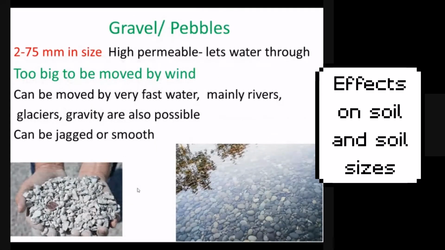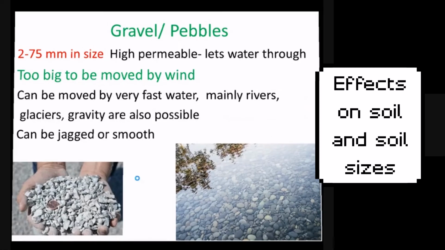So let's start with the soil sizes. The first soil size we're going to cover is gravel and pebbles. They are the biggest soil size that will be covered in this presentation. Gravel and pebbles range from 2 millimeters to about 75 millimeters, or 7.5 centimeters. Generally, gravel is too big to be moved by wind, but water and glaciers definitely can move gravel and pebbles. As far as their texture, they could be rough, they could be smooth. It just depends on what has been doing the weathering.